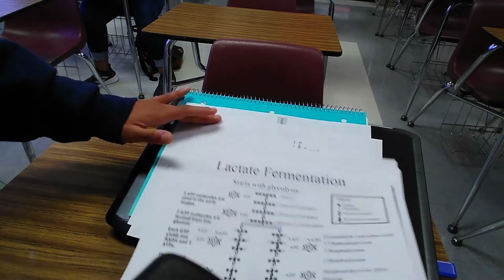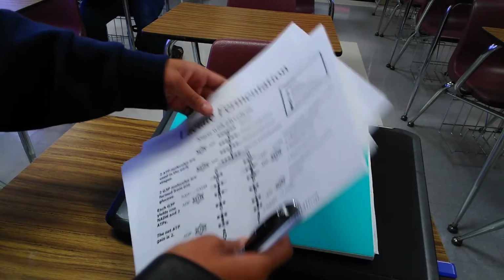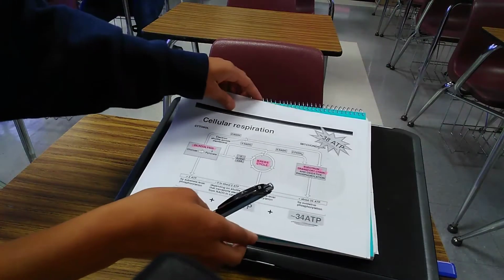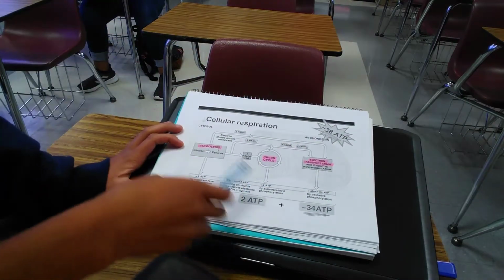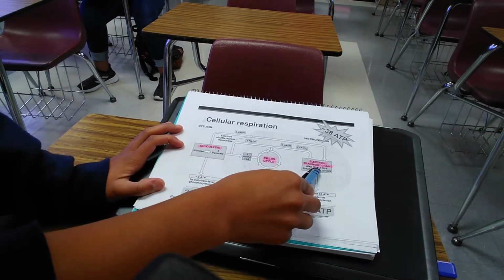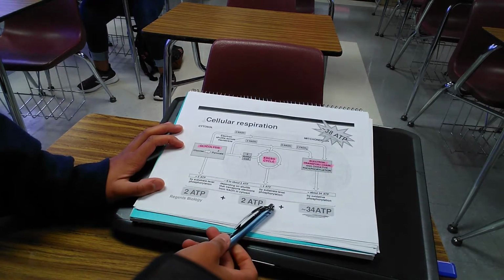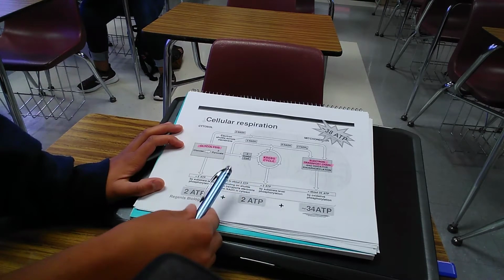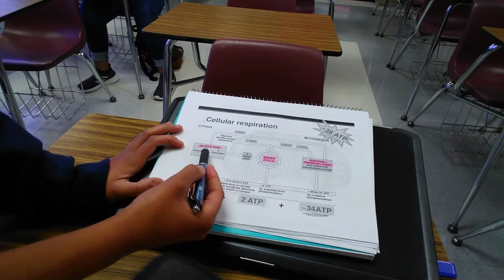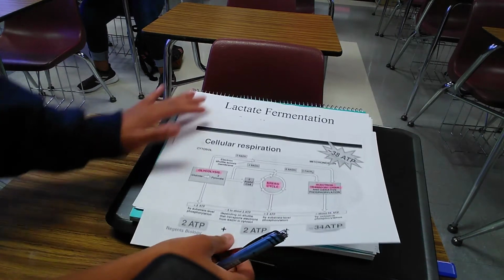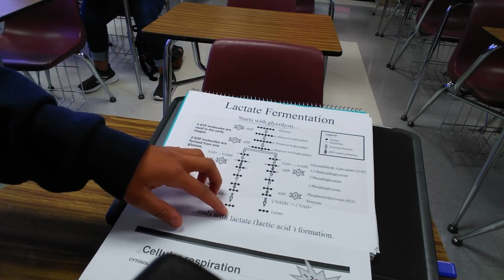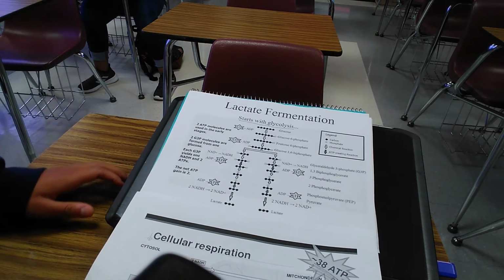So, in conclusion, in the cellular respiration, there are 3 stages called glycolysis, Krebs cycle, and electron transport chain, and aerobic, which means oxygen is present, systems. If there is no oxygen present, the system still goes through glycolysis, but instead goes through lactate fermentation, which ends with lactic acid formation. Lactic acid is formed without oxygen present.